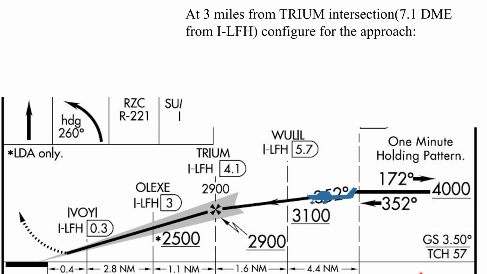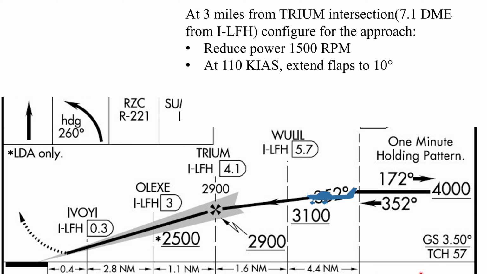And the way we're going to configure for the approach is reduce our power to 1,500 RPM. This is a little bit lower RPM than we usually use because we are in a descent already. So we'll need to pull the power back a little further. At 110 knots of indicated airspeed, we will extend the flaps to 10. We should already be at 110 or below. If not, we'll pull off a little more power.